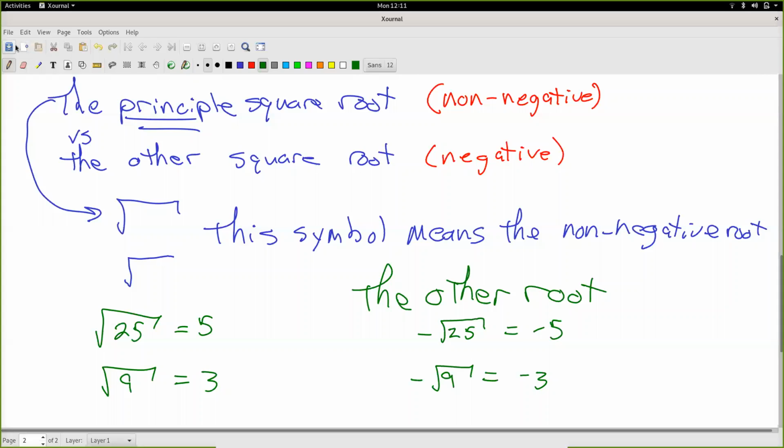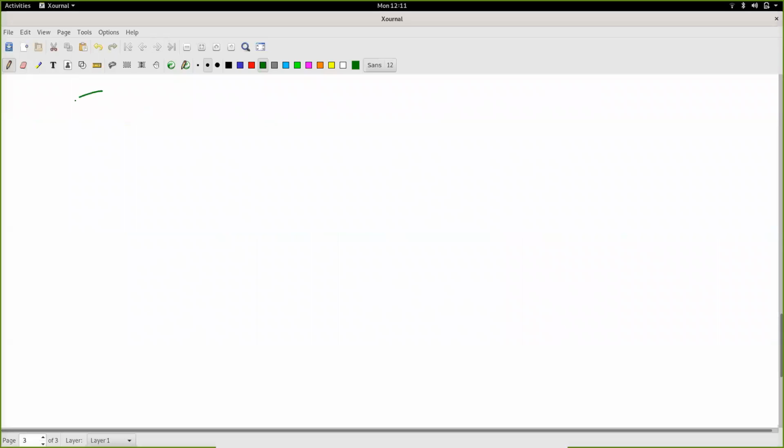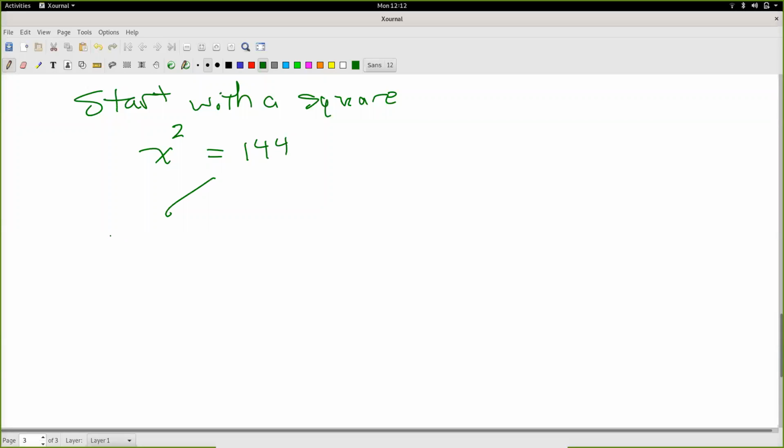The tricky part comes when I start with a square. And so if I start with x squared is equal to, let's try 144. This is going to lead to two possible answers because when you square a number, you lose the sign. So either x could be 12, and I got 12 by just remembering that if I take 12 times 12, it is 144.